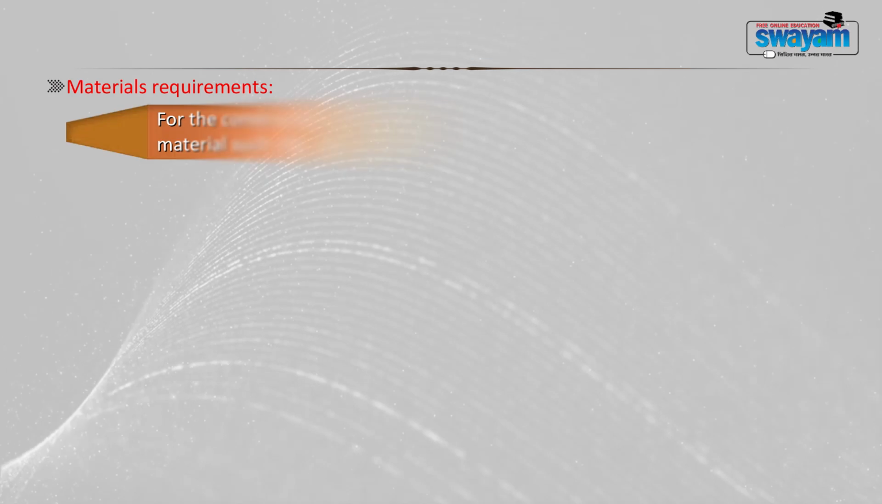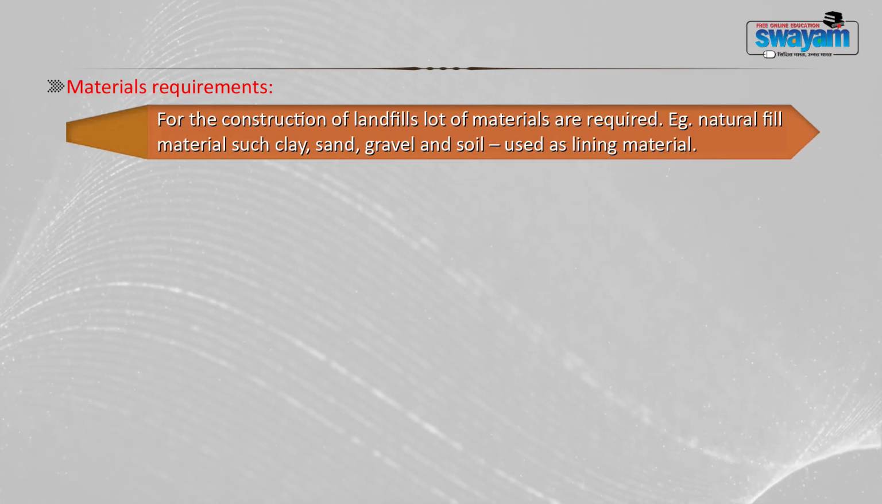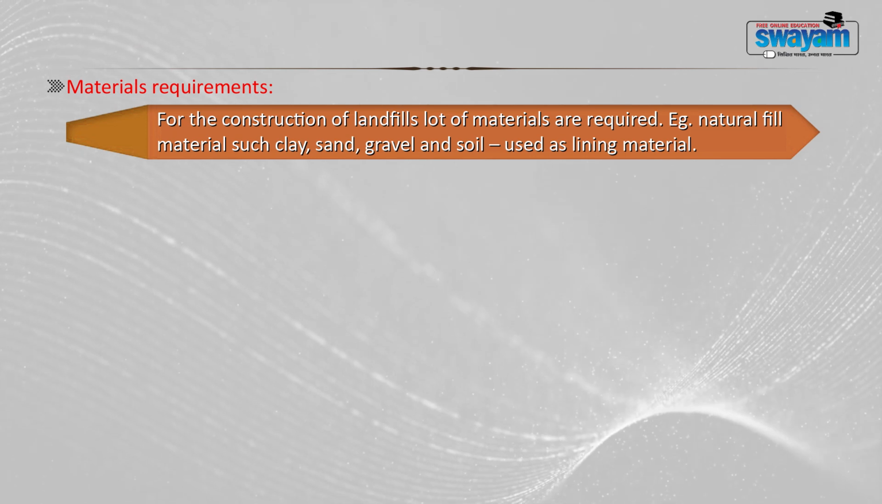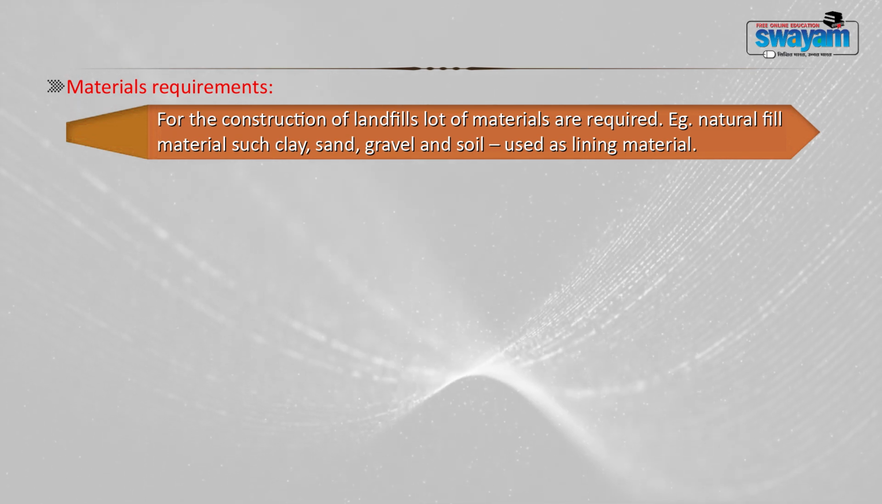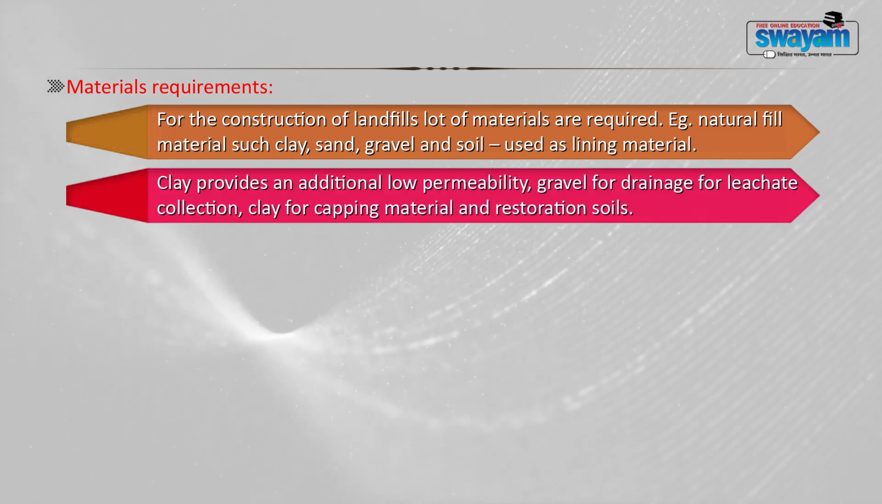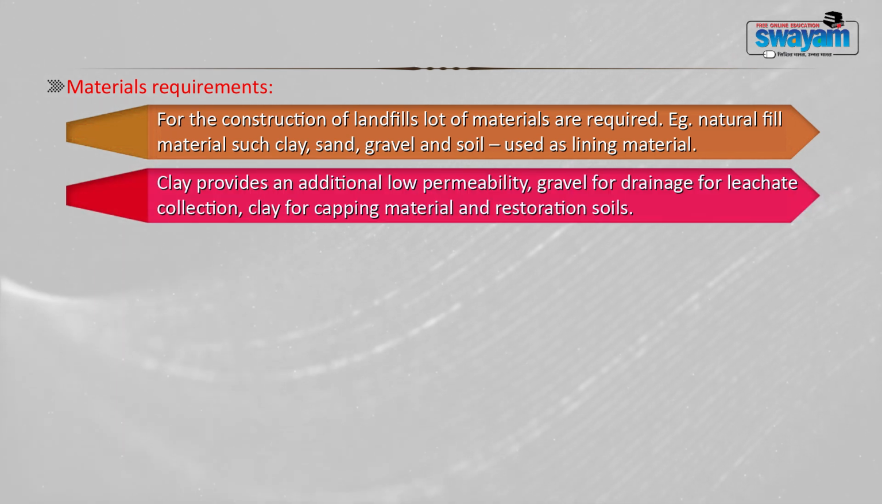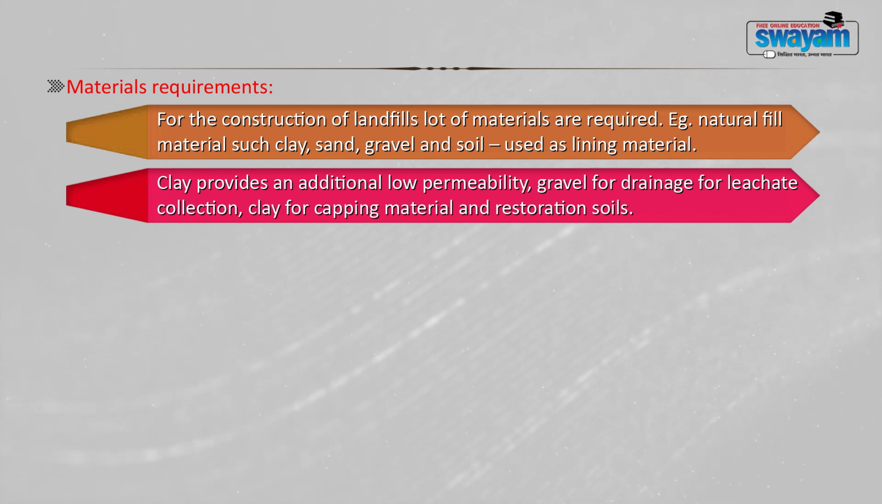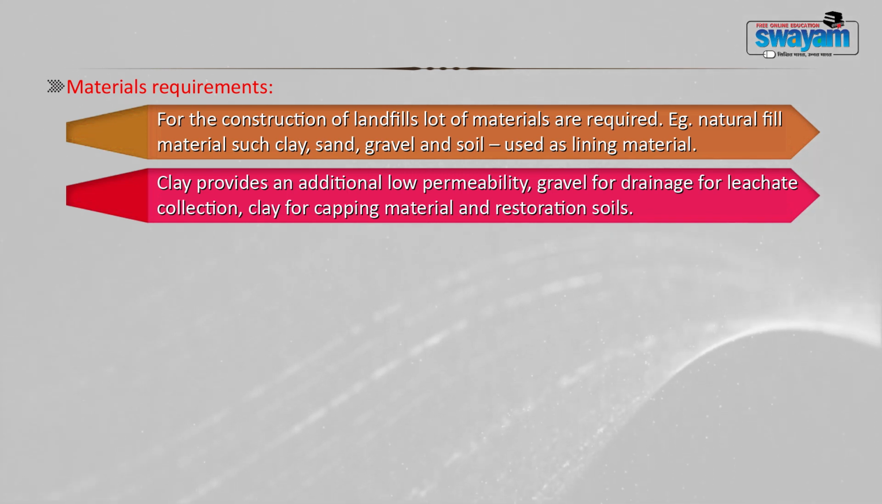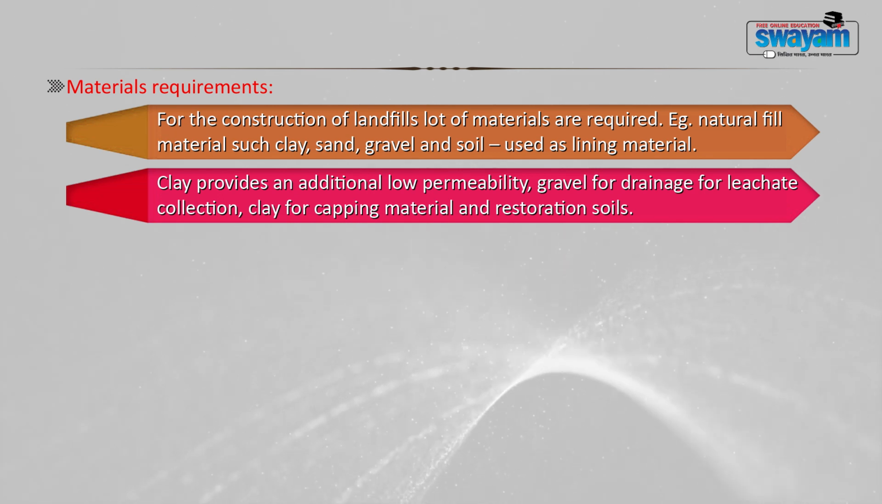The next factor that you should consider while designing a landfill is the material requirement. Now, you need a lot of material for constructing a landfill. So, the material availability in the nearby area or in the close vicinity should be considered. For the construction of landfills, a lot of materials are required, like natural clay, sand, gravel and other soil, which are generally used as a lining material. Now, the clay generally provides additional low permeability, gravel for drainage and leachate collection system, clay for capping material and restoration soil. So, these are the general materials which are required.